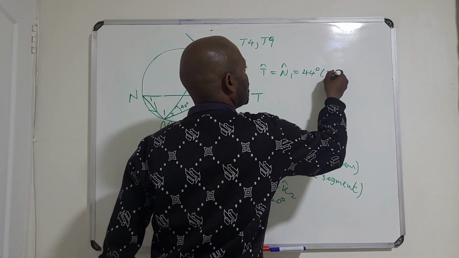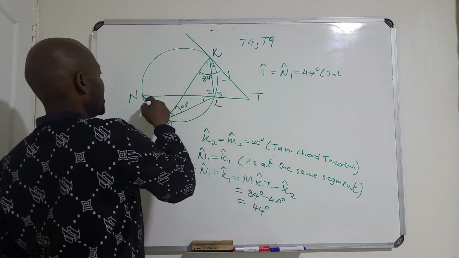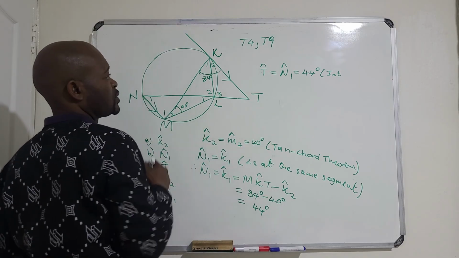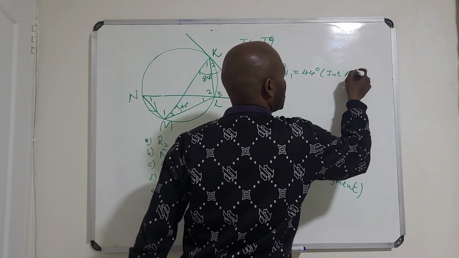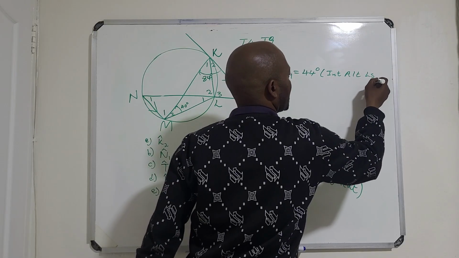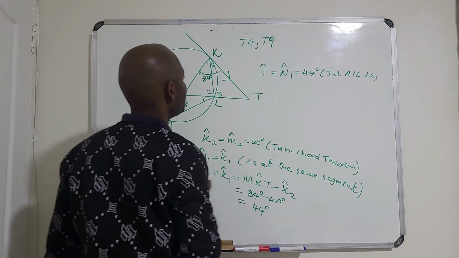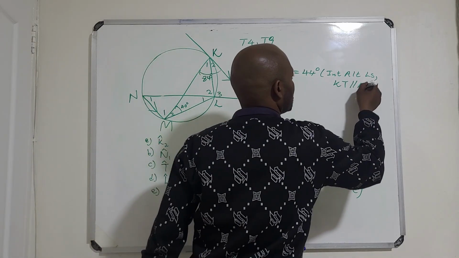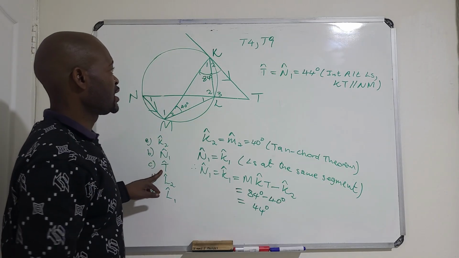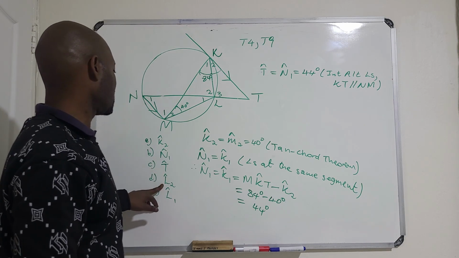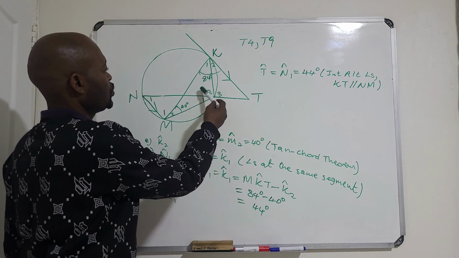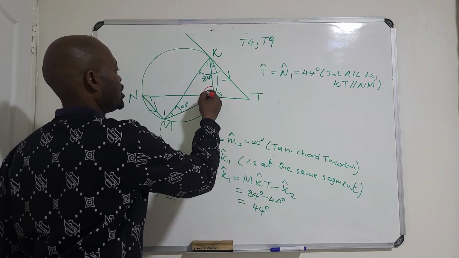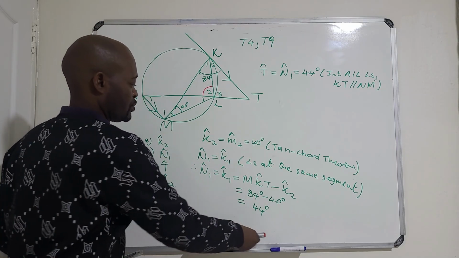Reason? Interior alternate angles, because they are alternating in an N shape or in a Z shape. This angle alternates with this one. Why are they alternating? Because KT is parallel to NM. Now we do have angle T. Now we can find L2. L2 is this angle there. Just going to highlight it with red. It's this angle there, L2.